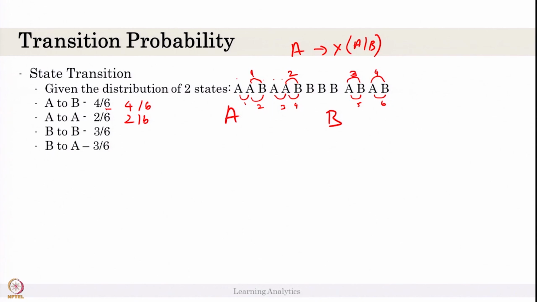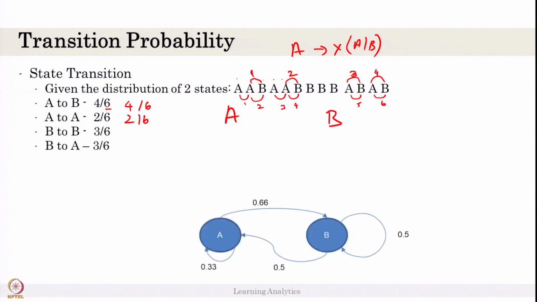Similarly, you can compute what is the transition from B to B and B to A. I would like you to check that one. I might be wrong, so please check it. After you compute it, we can draw the state transition diagram. This is the state transition diagram, or state diagram.